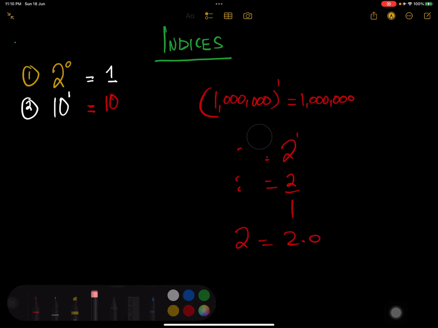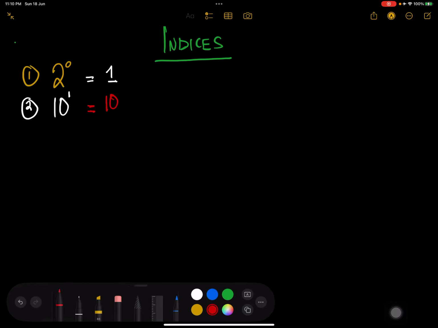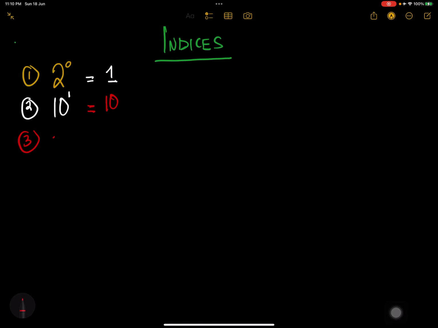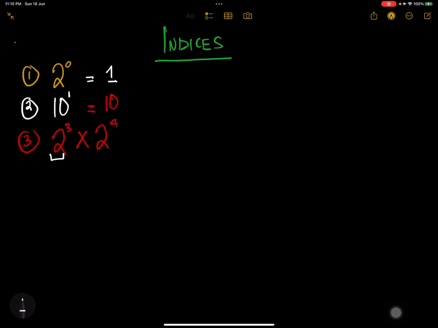All right, so let's continue. The third problem we have is 2 exponent 3 multiplying 2 exponent 4. Now, we have to apply a rule here. This is one of the bases, the first base, and this is also another base, the second base. And they are equal. You can tell they are equal. And the operation sign is multiplication.